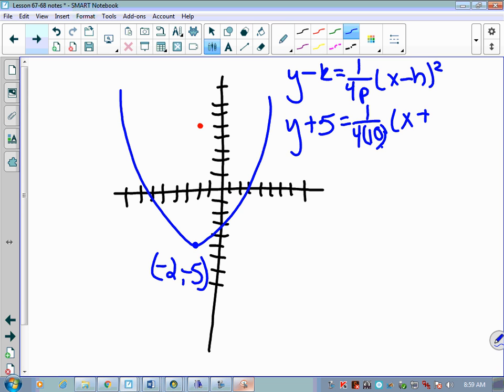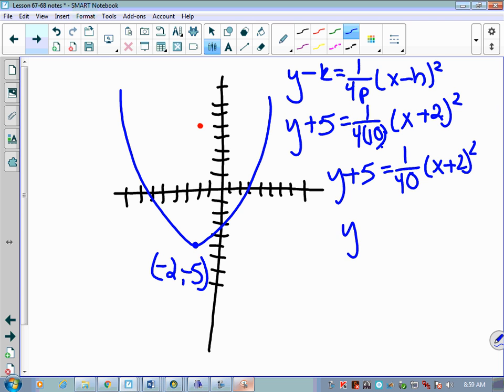x plus 2. So we got y plus 5 equals 1 over 40 times x plus 2 squared. Subtract 5, so we should get y equals 1 over 40 times x plus 2 squared minus 5. The better you get at this, you should be able to write a bunch of that equation without needing to go through all of that, because you'll understand how it works. We know we're going to go plus 2, we know we're going to go down 5, so we just plug it in. We know that our distance is 10, so we multiply by 4. So we should get all of that.